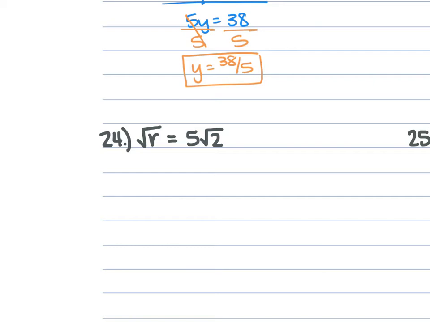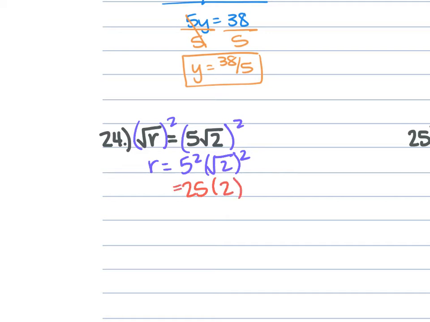For 24, same thing. The square root of r is equal to 5 square root 2. So we are going to square both sides. The square root of r squared is r. The 5 is going to get squared, as well as the square root of 2 gets squared. 5 squared is 25. The square root of 2 squared is 2. So r is equal to 25 times 2, which is 50.